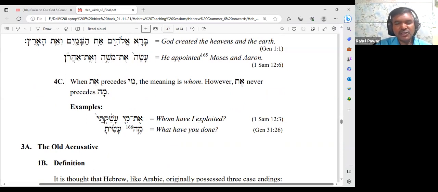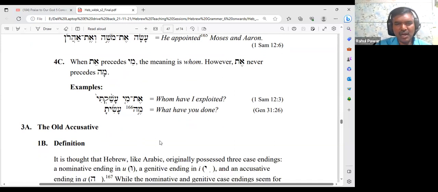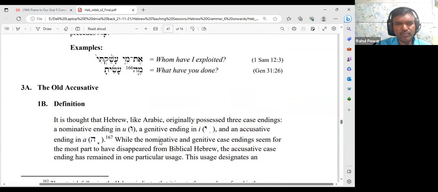Now, ashak means exploit. Here they have used ashakti, that means I exploit. Whom have I exploited? And me ashita, that means what have you done? So it is never used with ma or its form may, but it can be used with me. When it is used with me, the meaning is whom.